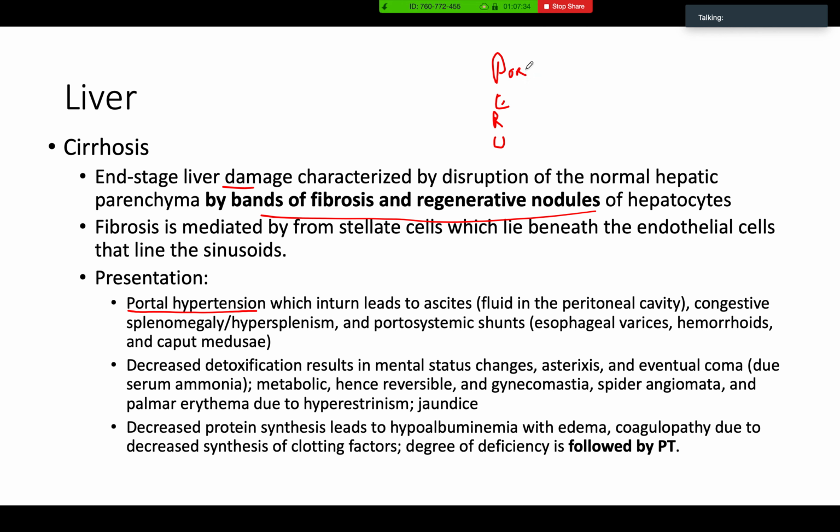Good. Yes, excelente. So this portal hypertension is leading to esophageal, rectal, and umbilical varices. And so those are the places that you may see some increase in the size of the veins. And you see that here, esophageal varices, hemorrhoids, and caput medusae. This is our umbilical varices.